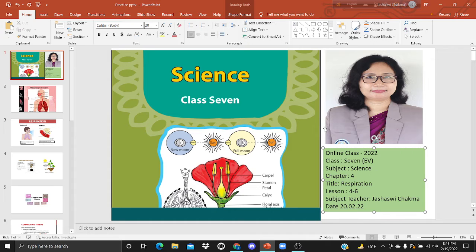In our previous class, we discussed how respiration happens in animals and some organs of the respiratory system. Those are nostril, nasal cavity, nasopharynx, larynx, trachea, bronchus, lungs, diaphragm, etc. Today we are going to discuss the respiratory process: how respiration happens and how it occurs in the body.